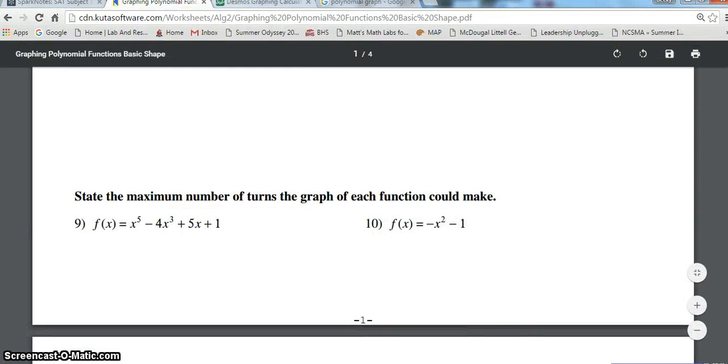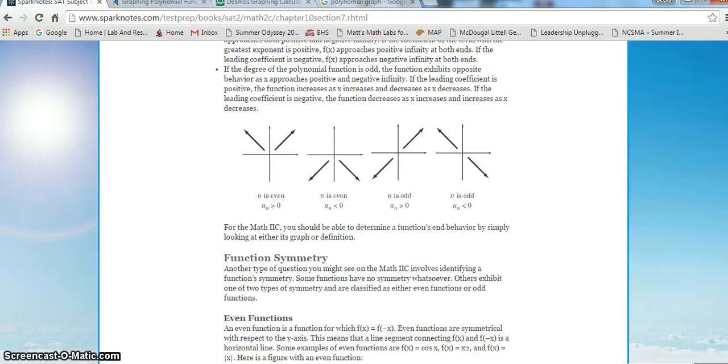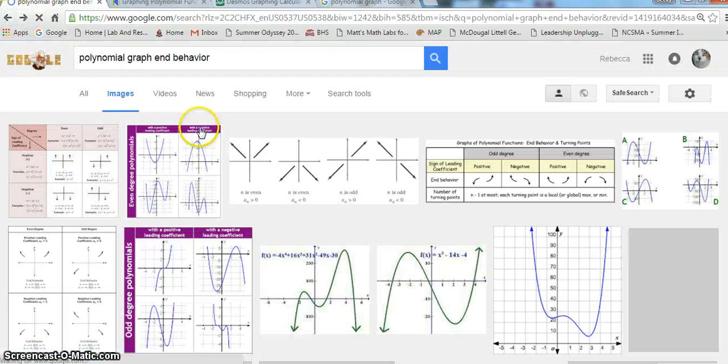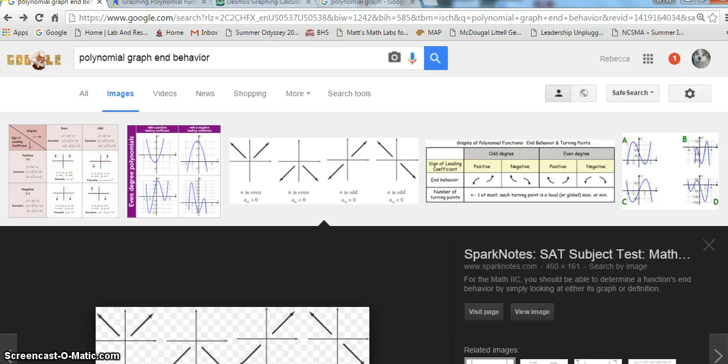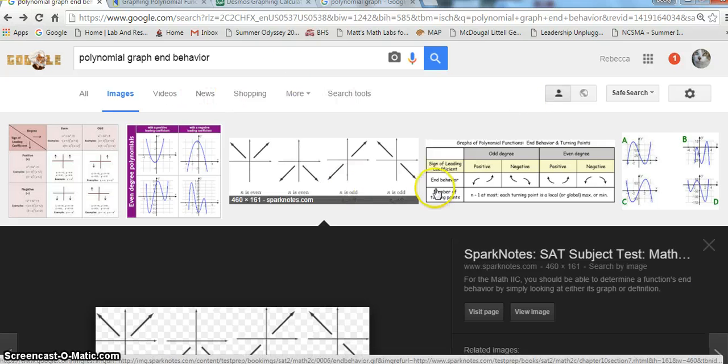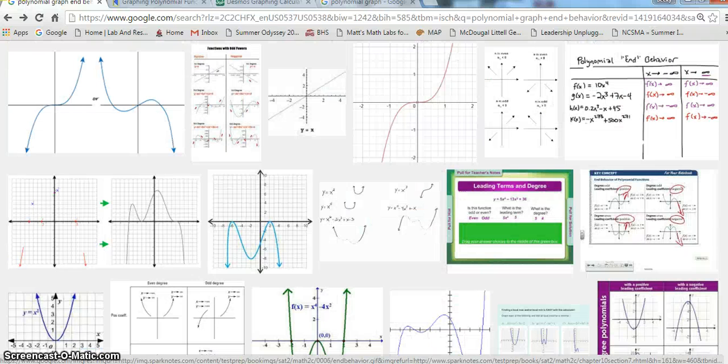Now the next thing is looking at how I actually describe my end behavior. And basically what this is, is through use of infinity symbols. And that's what makes it a little bit different.